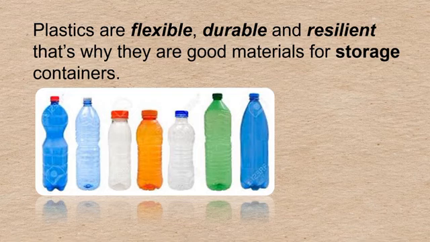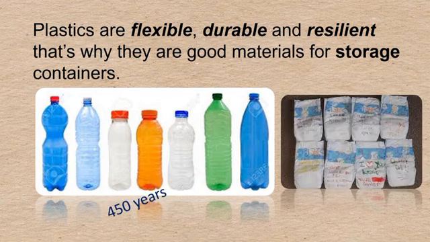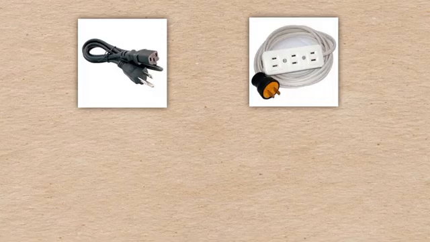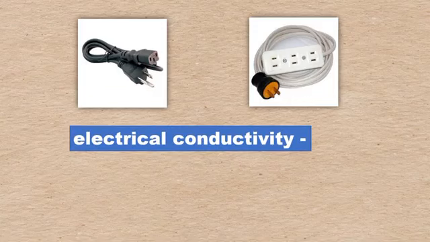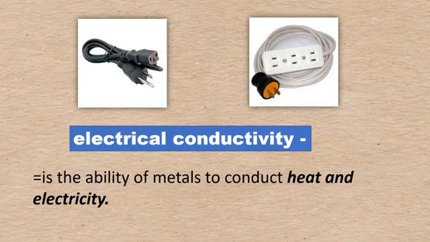But they are extremely resistant that they persist for hundreds of years. Do you know that a plastic water bottle can persist for 450 years and disposable diapers for 500 years? Some materials found at home like the power cord of the rice cooker or extension wires are made from copper wires. These materials are good conductors of electricity. Electrical conductivity is the ability of metals to conduct heat and electricity.